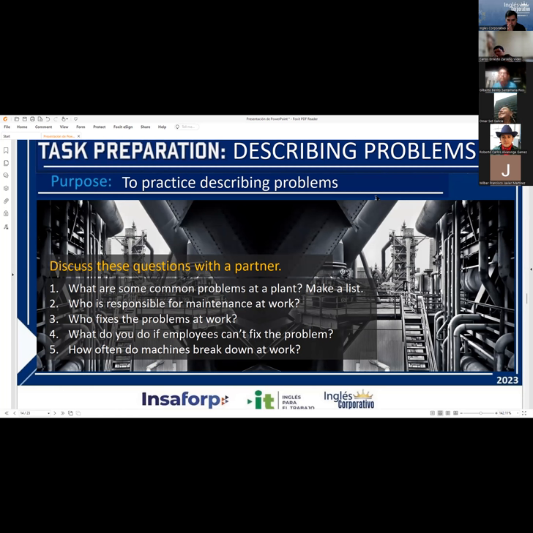Sometimes the production manager, sometimes the supervisor. Sometimes the boss. But sometimes the boss doesn't know about all the processes. Sometimes the boss is an engineer and he knows about certain elements, but there are processes that he doesn't understand. Yes. So that is another problem.